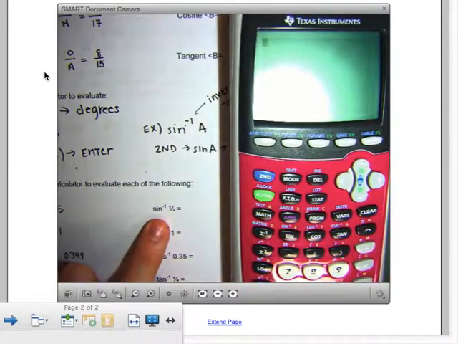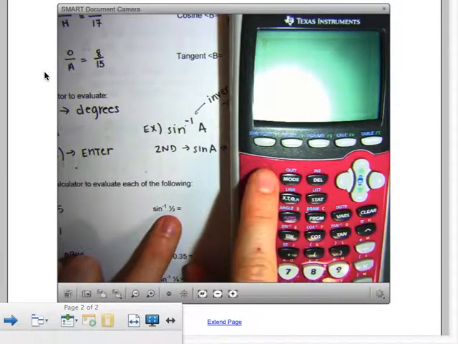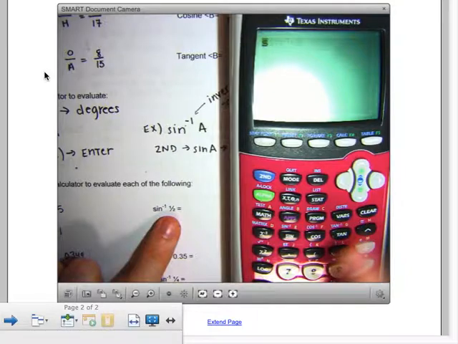So the first one, it's sine to the -1 of a half. So I'm going to select the second button. So now you should have a little arrow that's blinking instead of just your plain cursor. And I'm going to select sine. So now my sine button that I entered should say sine of -1. Or if I don't hit the second, it doesn't have a -1. So make sure you have the -1.